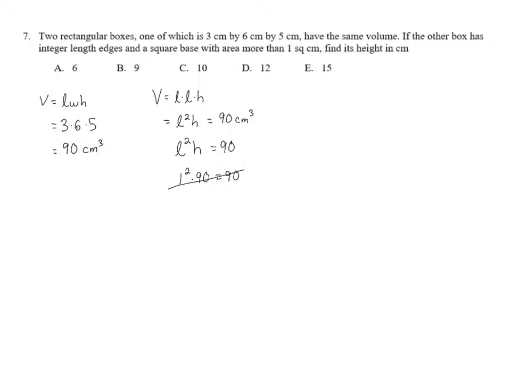Now, if you factor 90, the only way to factor it, where one of the factors is a perfect square, is 9 times 10. And we know that 9 is 3 squared, so this gives us 3 squared times 10, which means the length has to be 3 centimeters, and the height has to be 10 centimeters. And that gives us answer choice C.